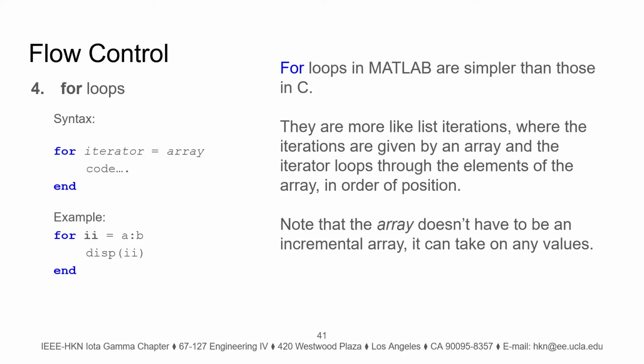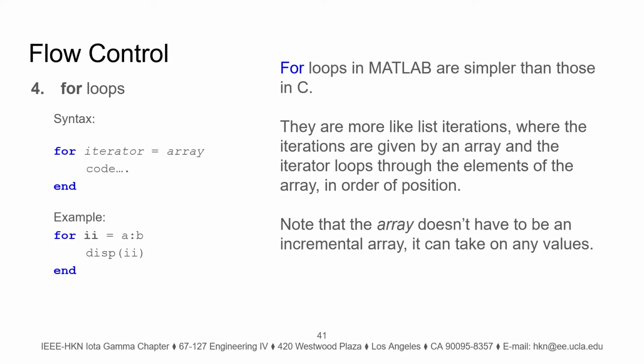Next up in flow control is for loops. For loops in MATLAB are simpler than those in C. They are more like list iterations, where iterations are given by an array and the iterator loops through the elements of the array in order of position. Note that the array doesn't have to be an incremental array, it can take on any values.